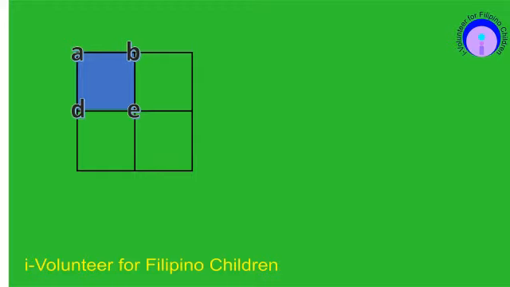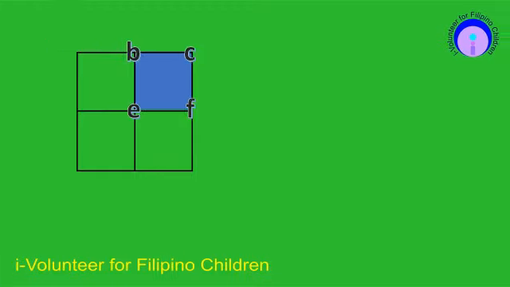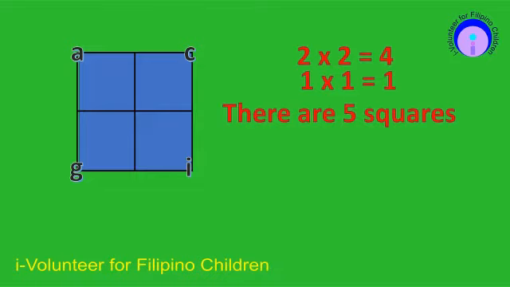Here is the first square. Second square. Third square. And the fourth square. Do you see a bigger square? Yes, there is. A, C, G, I. This is the 5th square. Therefore, the 4 squares can form 5 squares.